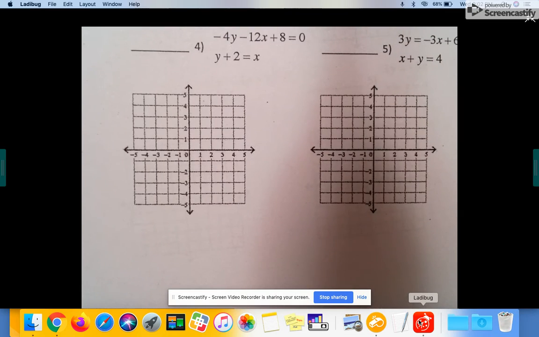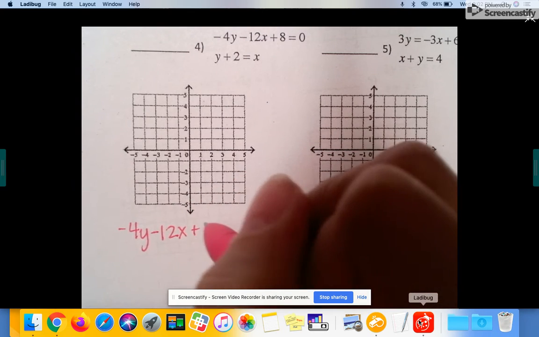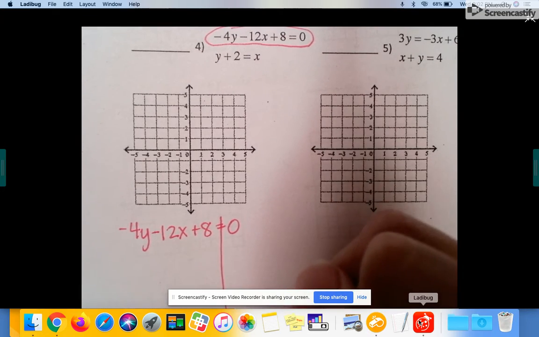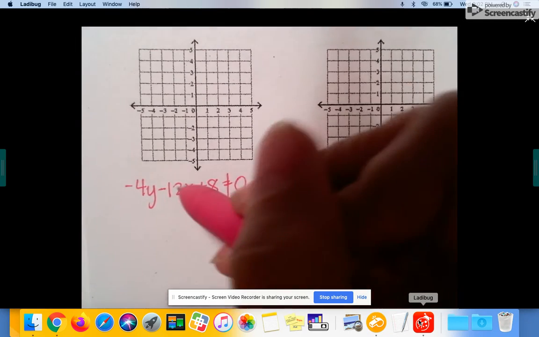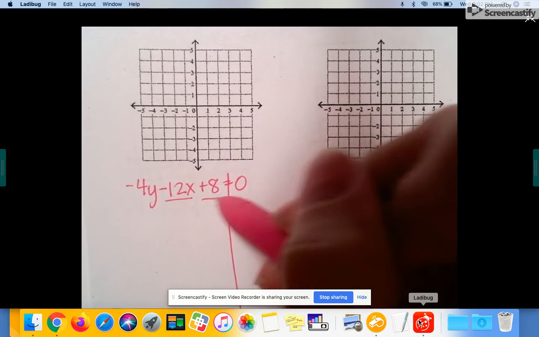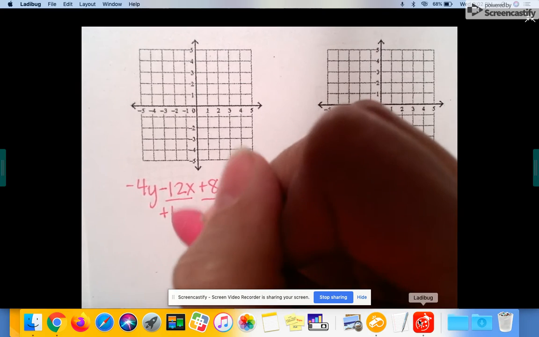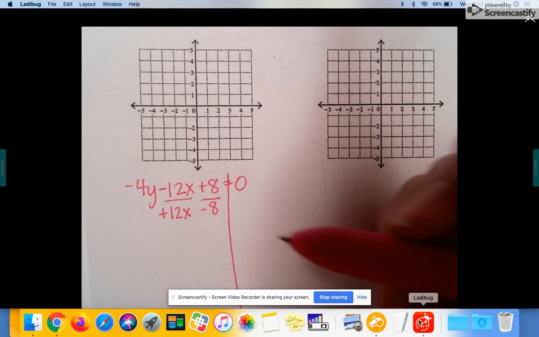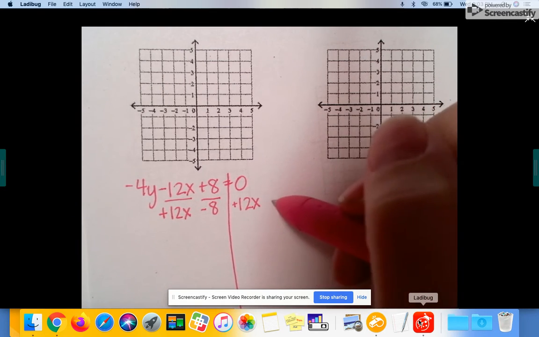All right, let's rearrange on number 4. -4y minus 12x plus 8 equals 0. There's room down below to rewrite this equation, so we have room to work it out. All right, got to get y by itself. That's the whole point to being able to graph it. So I'm going to move this and this to the other side. You move a -12x by adding 12x, and you move a +8 by subtracting 8. So I'm going to do that to both sides. I'm going to add 12x and -8.